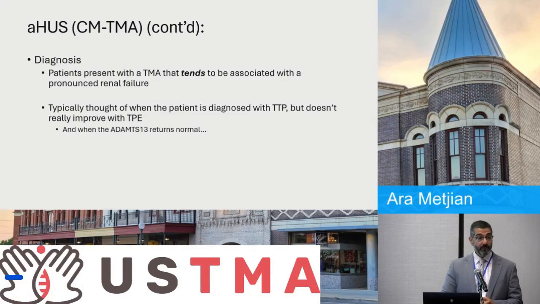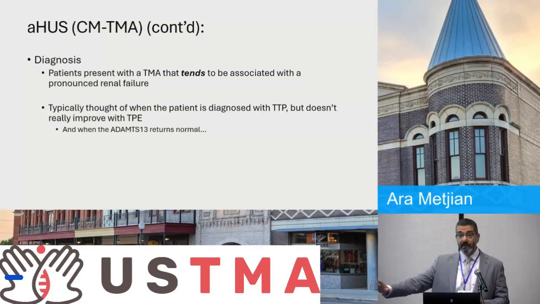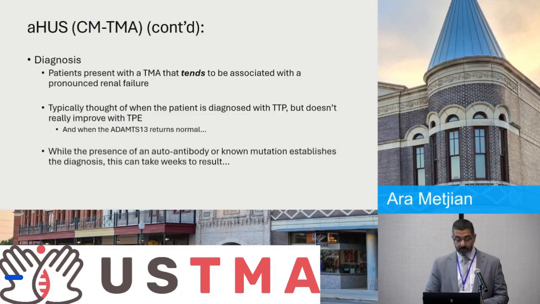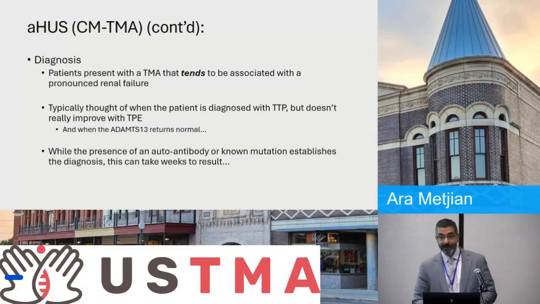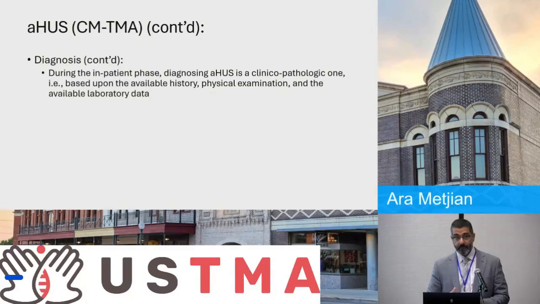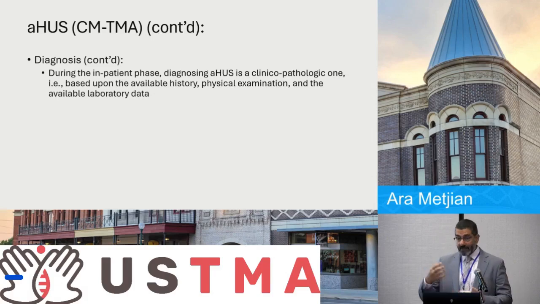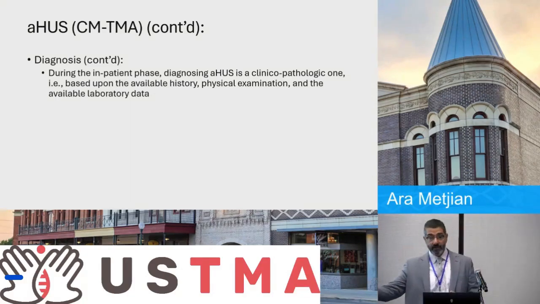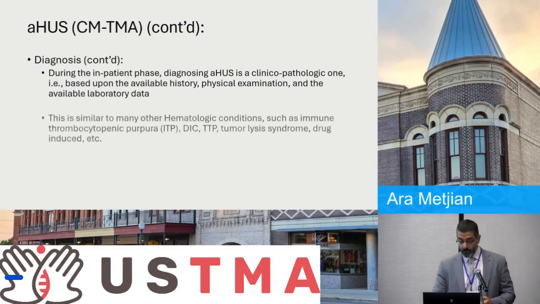Now, it's not unreasonable to do plasma exchange, because that does help. It does sort of keep it a little bit at bay. It's not the wrong thing, but it ain't the best thing. And while we know genetic mutations and the presence of autoantibodies can lead to it, there's no rapid turnaround time. This isn't like a finger stick looking for someone's sugar levels. This can take weeks. So if we're thinking that this could be atypical HUS, it's what we call a clinico-pathologic diagnosis. We base our diagnosis on saying, here's what we think it is, here's what we know it ain't. And even though it's going to take us weeks to find out, we're using our best judgment in order to treat this person.